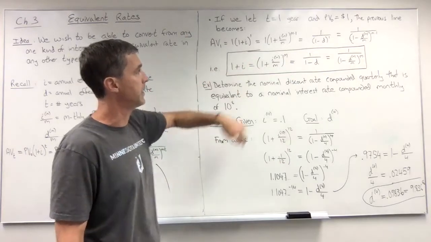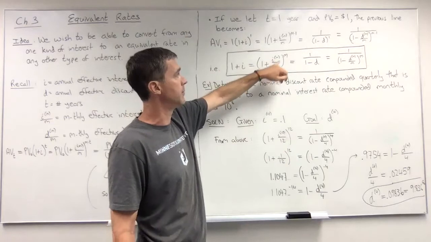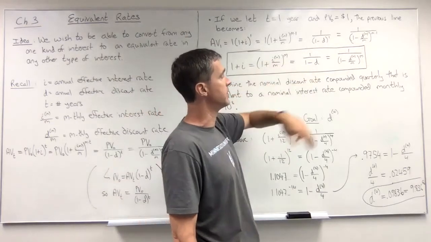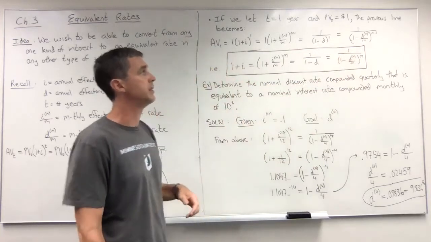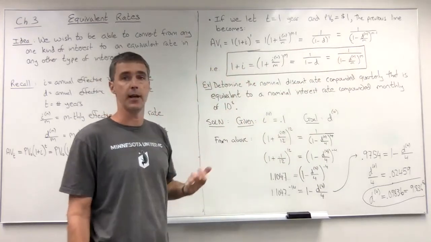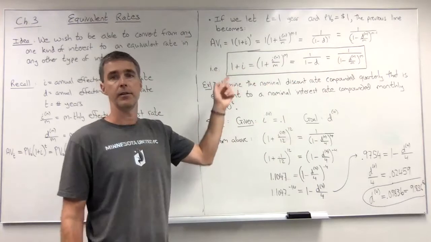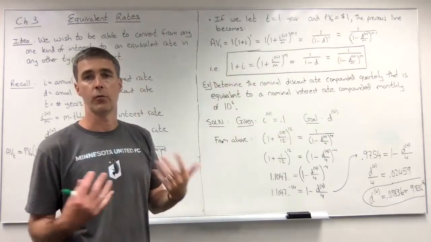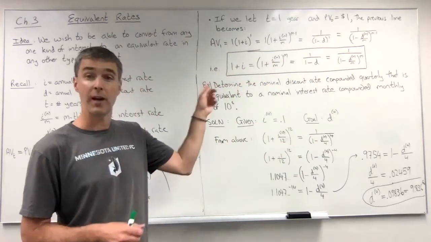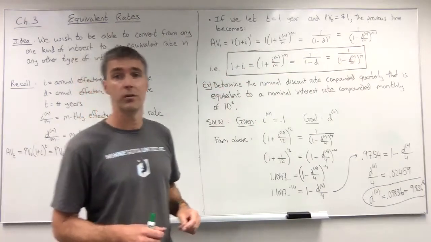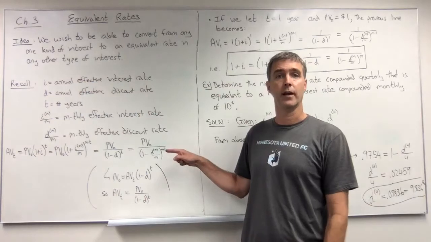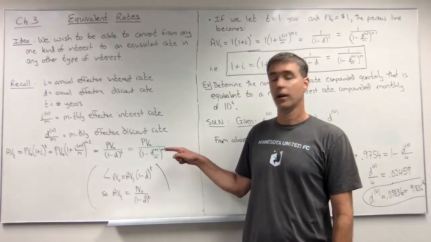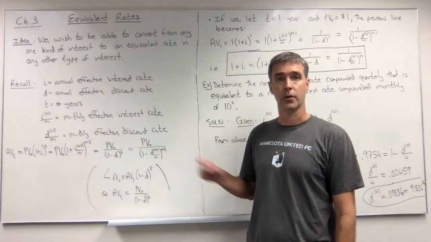So 1 plus i is equal to 1 plus i superscript m over m to the m, which is equal to 1 over 1 minus d, which is equal to 1 over quantity 1 minus d superscript m over m to the m, okay? And that is the formula we're going to use to convert from one to the other. Now, would I memorize that? No. I would just remember my accumulated value formulas and redo this, okay?